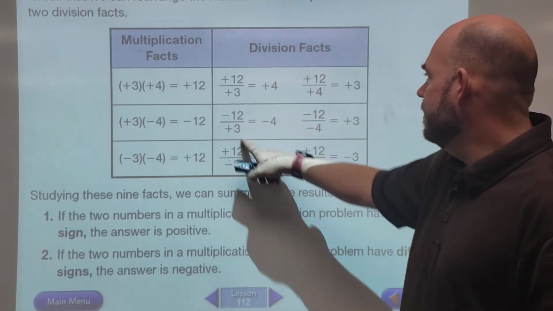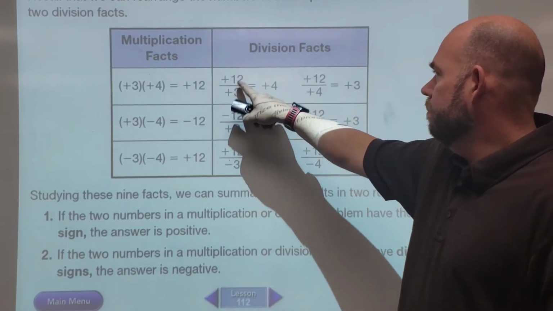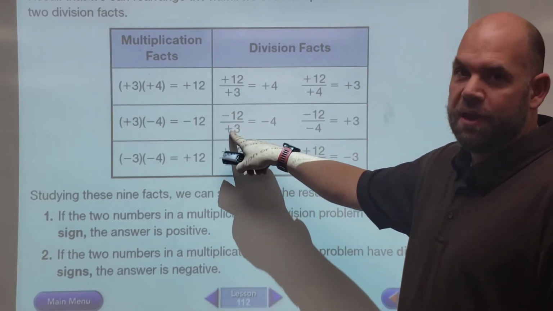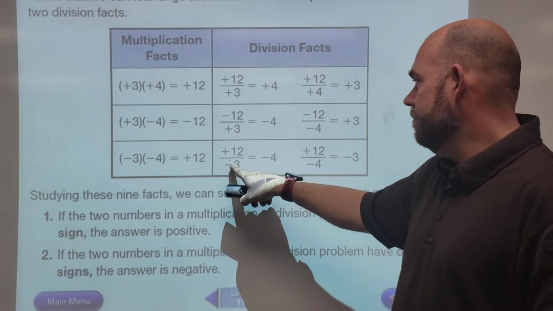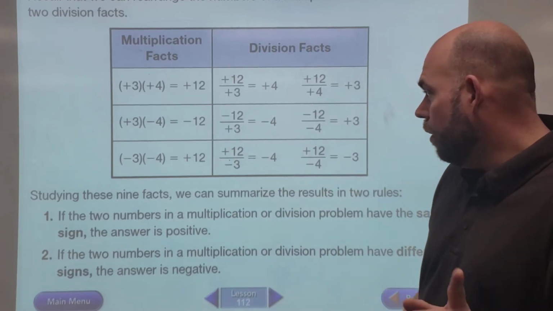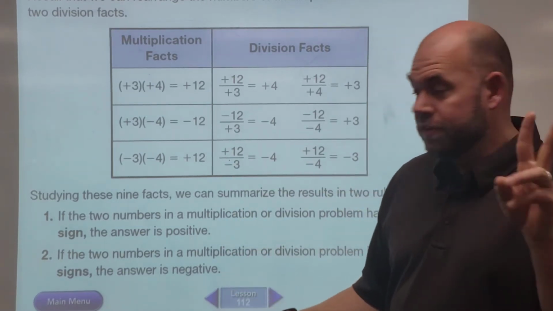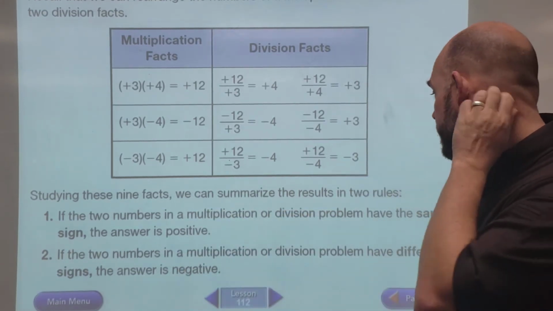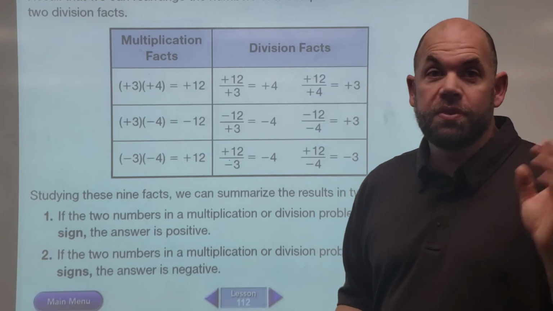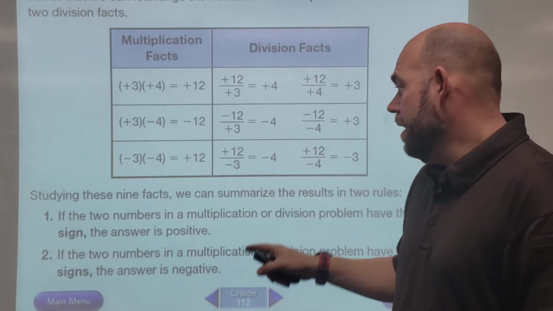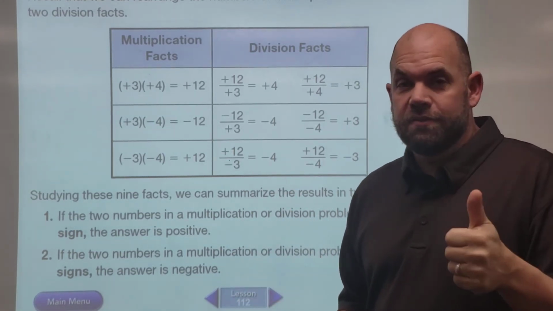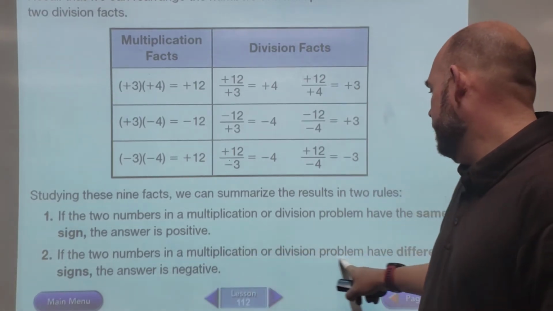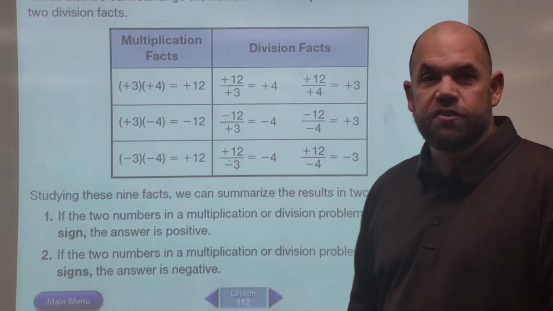If we look at division, it's the same thing. A positive divided by a positive is positive. A negative divided by a positive is negative. And a positive divided by a negative is negative. So, if we look at these, we can summarize it two ways. If there are two numbers in a multiplication or division problem, and they have the same sign, the answer is positive. This is what we wanted to get to. If it's the same sign, it's positive. The same is good. Different is bad. So if they have different signs, the answer is negative.